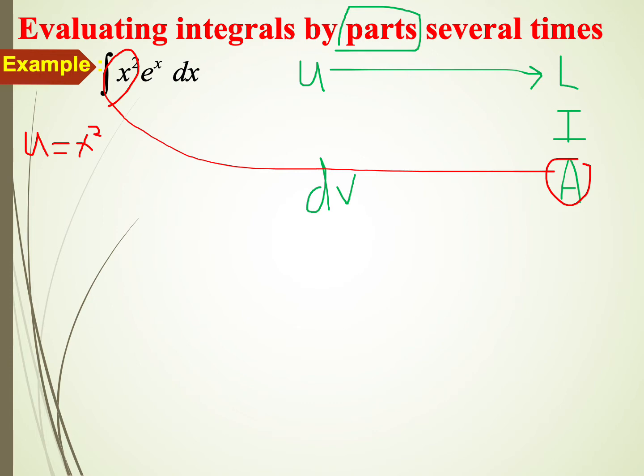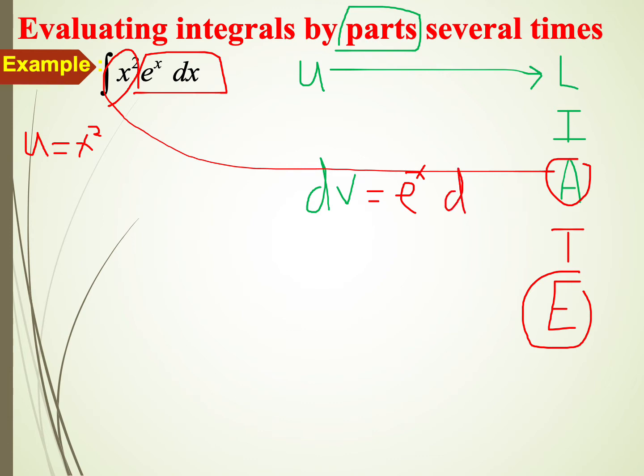Now T, trigonometric. I don't have trigonometric. E, exponential. Yes, I have exponential. That means the last part will be exponential. Since A comes before E, A is u and E is the other part, which is dv. So dv here will be e to the power x dx. Now with u I need to find du, and with dv I need to find v.